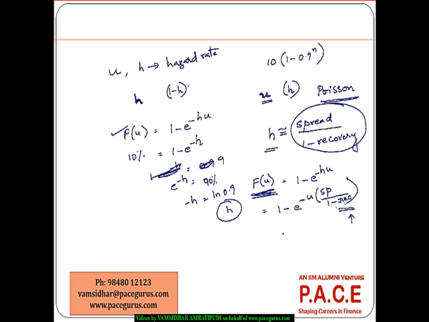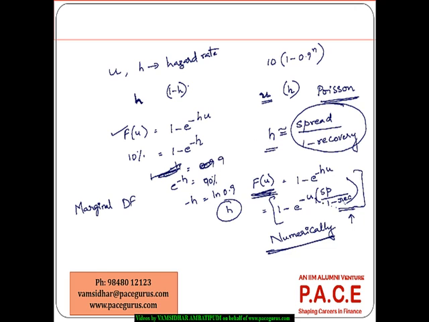To compute the implied probability of default accurately, we actually have to use numerical methods. But approximately we can use this kind of formula to arrive at the cumulative probability of default. And once we have the cumulative probability of default, we can compute the marginal probability of default, because it is nothing but the difference between the two cumulative probabilities of default itself.